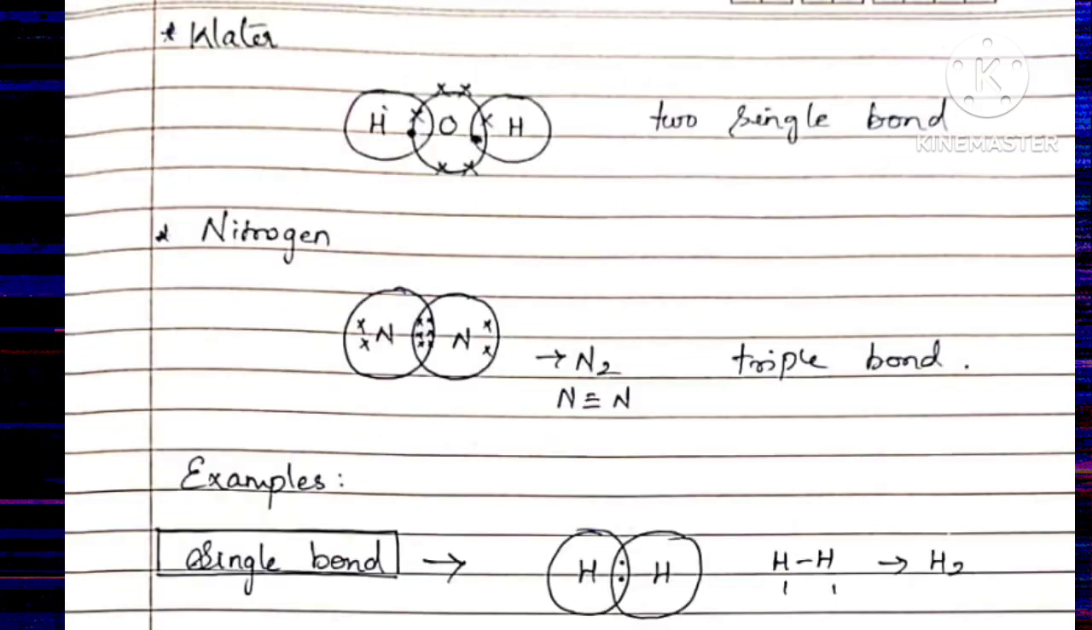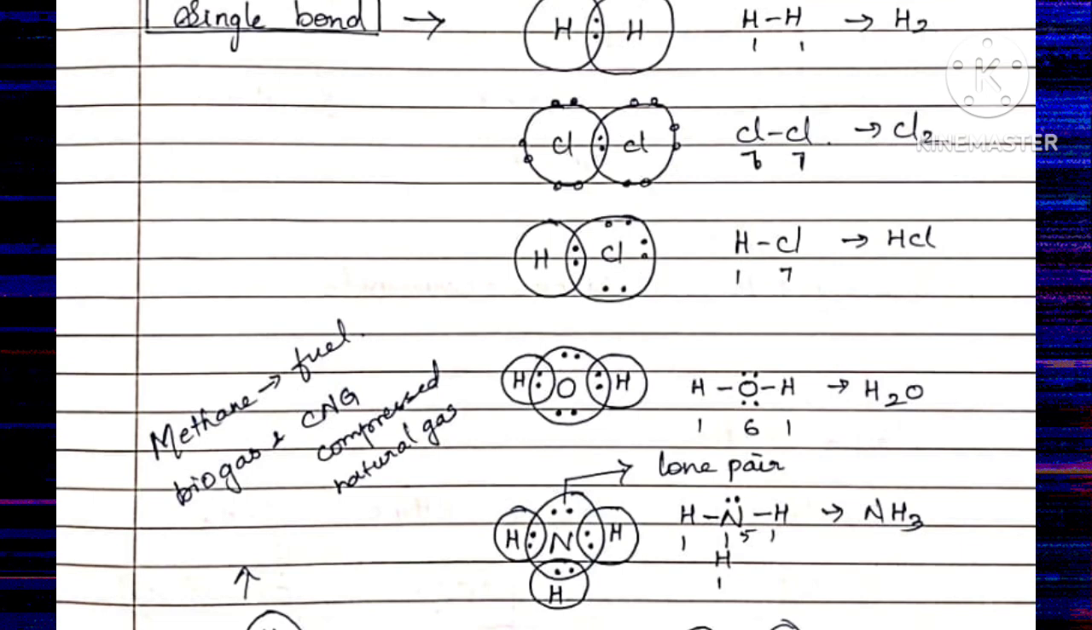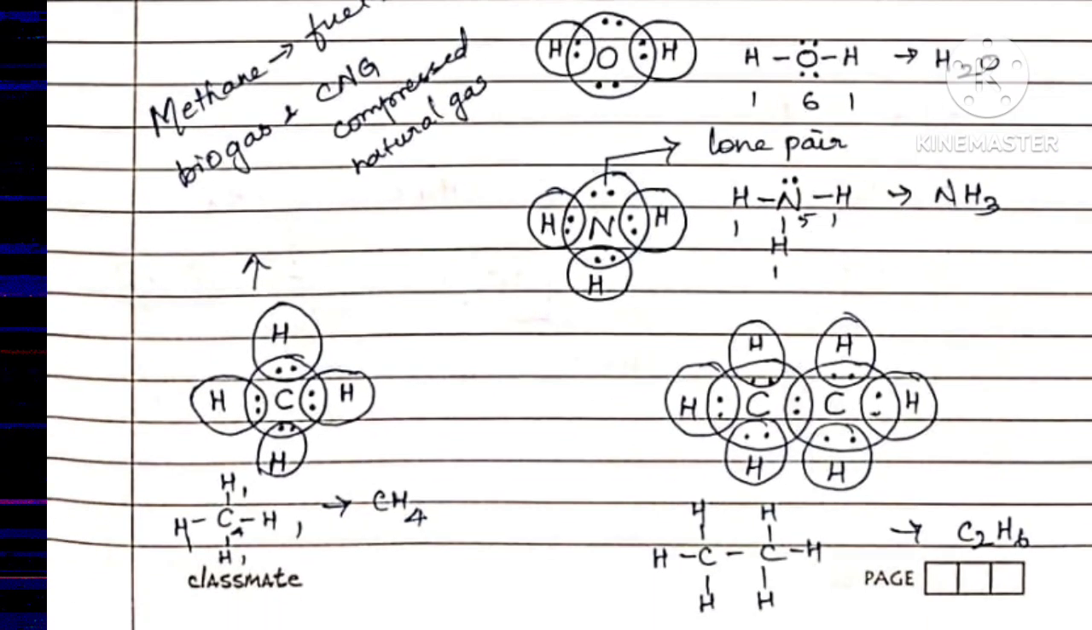Here we can see the water molecule, which is the combination of hydrogen and oxygen. Two hydrogen atoms combine with oxygen through single bonds, whereas nitrogen is an example of a triple bond. Followed by, now we can see the examples of single bond. Here various examples have been given through structures for better understanding. Now we can see here CH4, which is called methane. It plays a major role as a fuel, in biogas, and CNG. The full form of CNG is compressed natural gas.